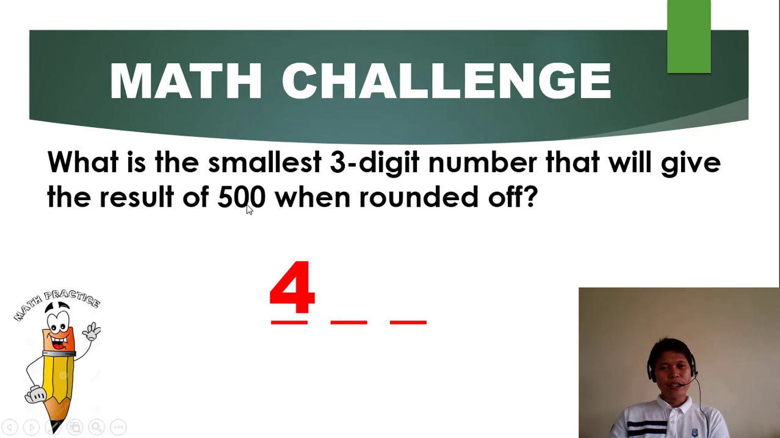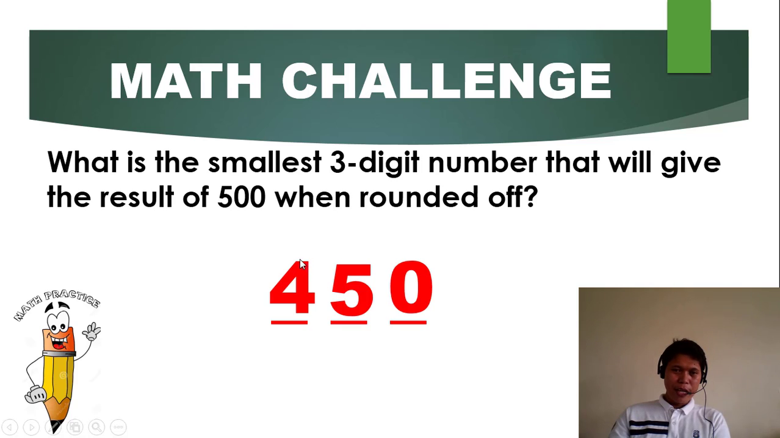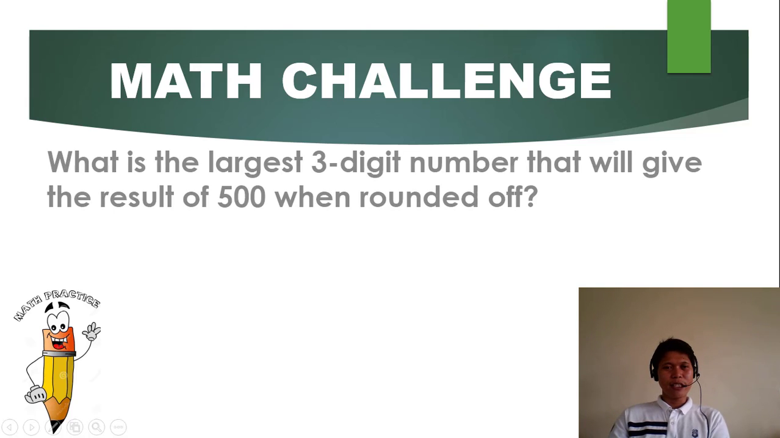Next, of course, we need to round this to 5. When rounded off, we need the digit to the right of this underlined digit 4 to be 5 or above. So since we are targeting the smallest, we can choose 5. Next, obviously, we are going to write 0. So 450. If we round this in the hundreds place, it is 4 and the next digit is 5. So this becomes 5, replaced by 0 and 0. This is 500. Okay? So let's proceed to the second challenge question.